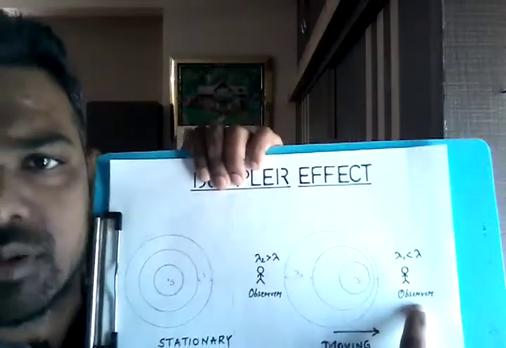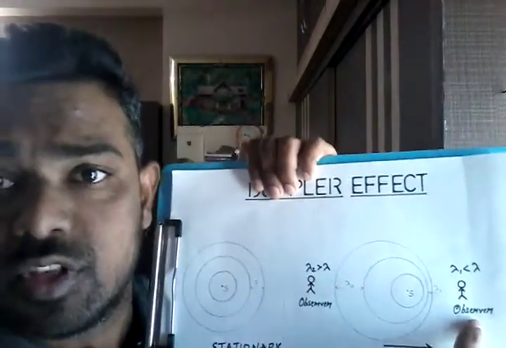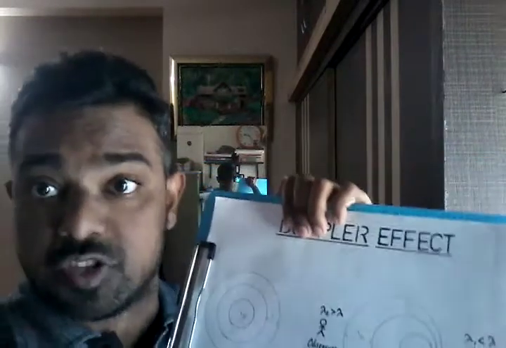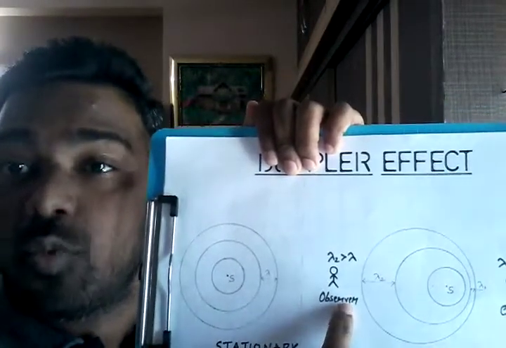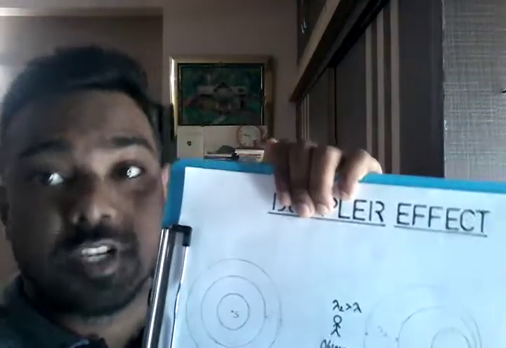As you can see, as the vehicle is approaching towards the observer, the pitch is higher. This is similar to an observer standing ahead of the moving source, receives the waves at higher frequency. That's why the pitch is higher. As the vehicle is moving away from the observer, the pitch is lower. This is similar to an observer standing behind the moving source, receives the waves at lower frequency. That's why the pitch is lower.